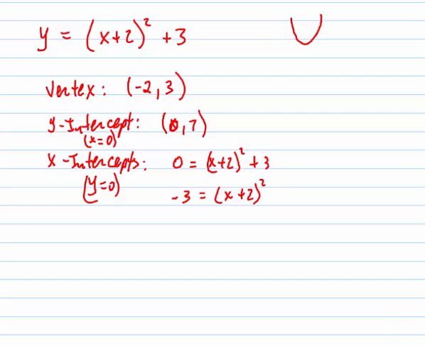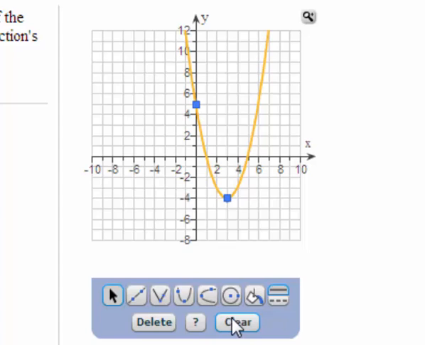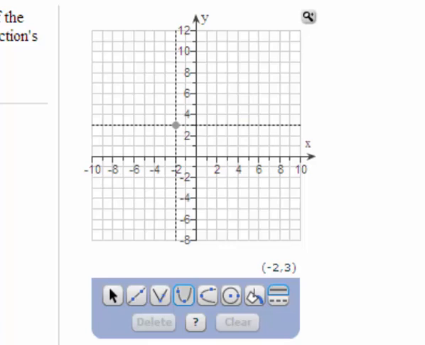Let's bring up our homework graphing thing. We'll clear this. And so we graph this. So the vertex is at minus 2, 3. So minus 2 over here and 3 up here. And then the y-intercept, when x is equal to 0, we get 7. So we'll bring this up to 7. And there's our graph.